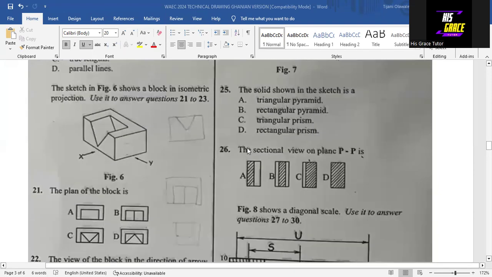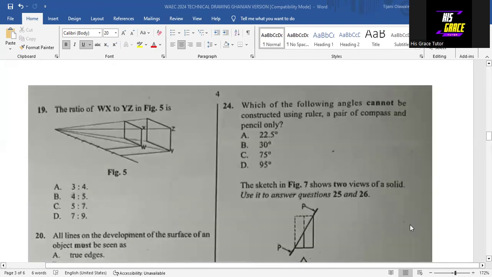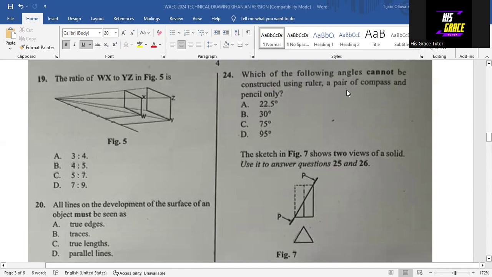Then question 24 says, which of the following angles cannot be constructed using a ruler, a pair of compass, and pencil only? So the answer is angle 95 degrees. We can bisect angle 45 to obtain angle 22.5. Angle 30, we can construct by bisecting angle 60, and angle 75, we can obtain by adding angle 15 degrees to angle 60 degrees. So that makes our answer here angle 95 degrees, which cannot be constructed with the use of a pair of compass.